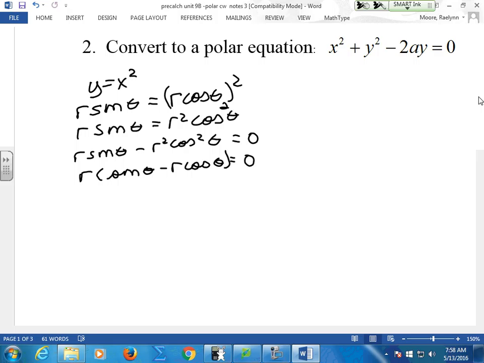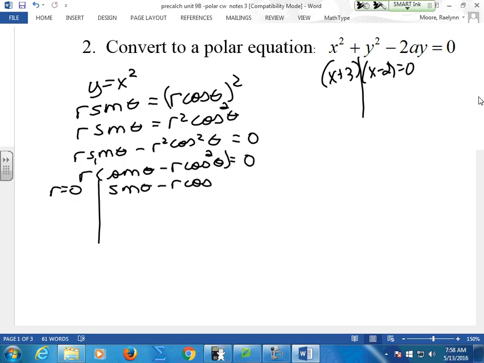Wouldn't cosine still be squared? Cosine is still squared. Yes. So now, when we have your quadratic and we have your two factors, what do we usually do? Set them both equal to 0. And we kind of did this too. Remember when we were solving your trig equations? We did this with your trig equations as well. So I got to get r by itself. So I'm going to subtract sine. Now, this r equals 0, we can never have r equals 0. So we're just going to reject this.